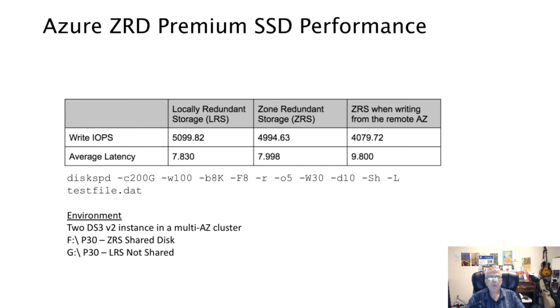Here's some of the performance measurements I took. So I used DiskSpd. You can see the parameters I used: 100% writes, 8K writes, and I did 3 tests. So I ran a test with just hitting a local redundant disk, and that's the first column. And then I enabled zone redundant storage, and I ran the same test. You see a slight, minimal increase in latency, still pretty comparable, not too bad.